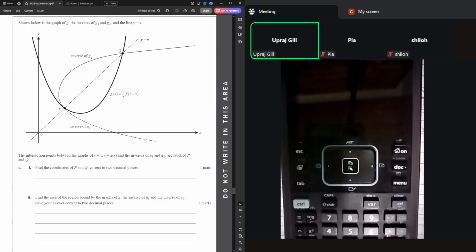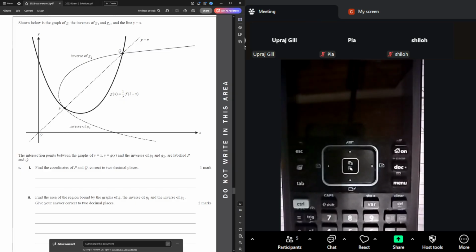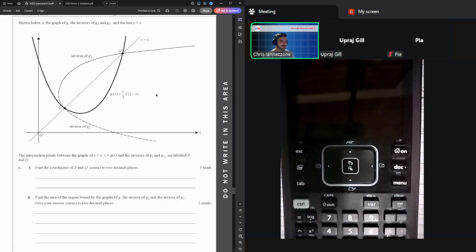Can we make the original equal to x? And then... Yes, that's the better way of doing it. So any two functions will be equal to each other. Sorry, the intersection point between any two functions can be found by equating the two functions together.